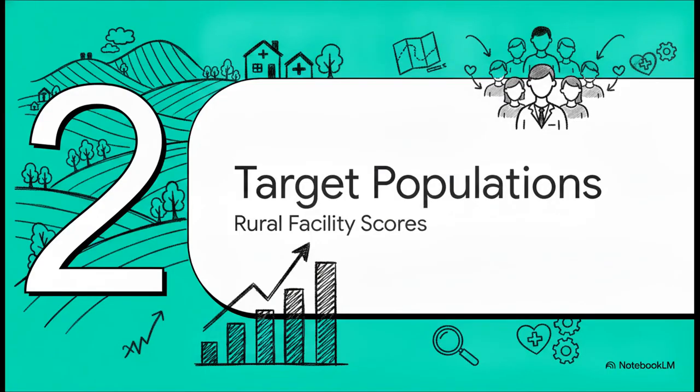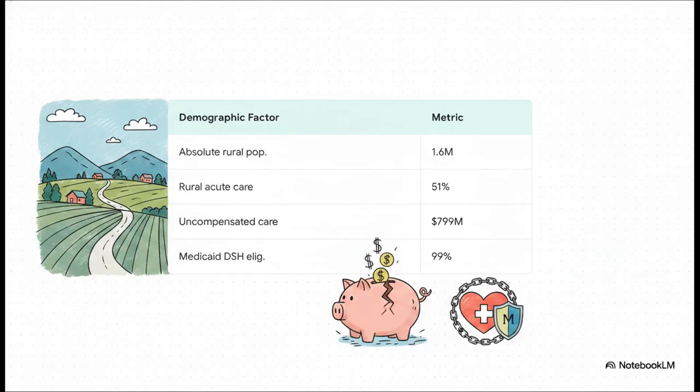Moving right along to Section 2, Target Populations and Demographics. Looking at the rural facility and population score factors Alabama used to justify these operational targets. This data is adapted right out of the state's Project Narrative Table 2, and it objectively quantifies their systemic vulnerabilities. The state is servicing a rural population of over 1.6 million people.